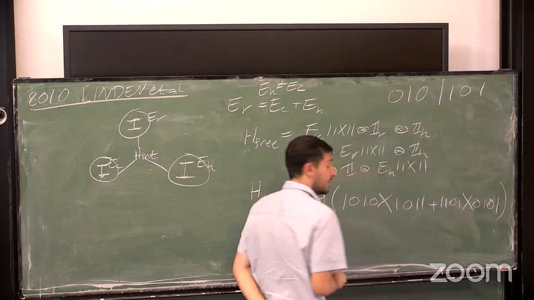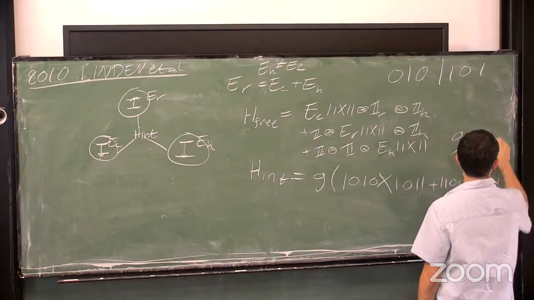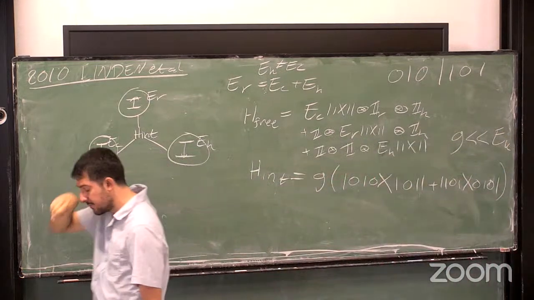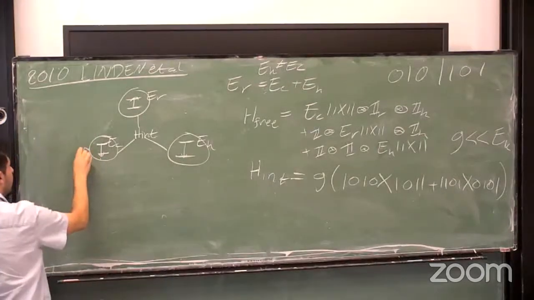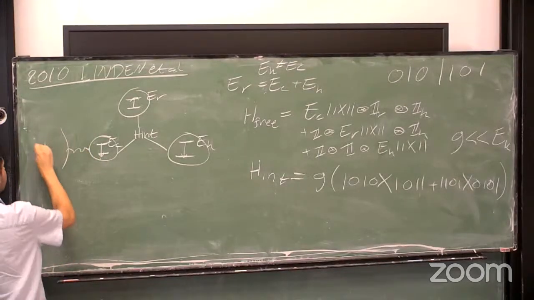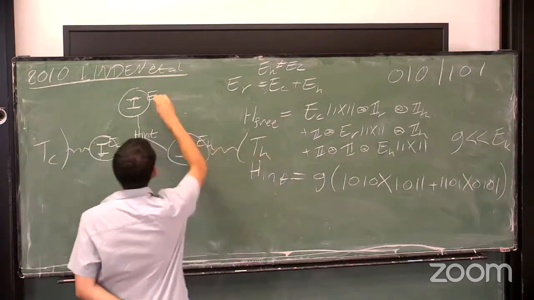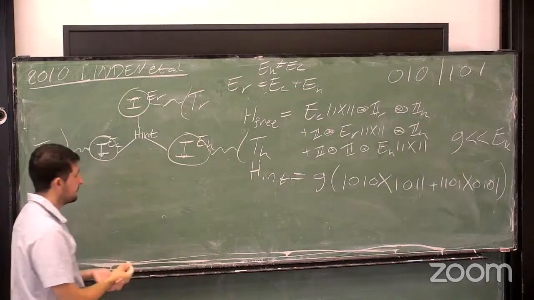Recall now, for weak coupling, we do need to insist that G is a lot smaller than all of these energies, whichever one we pick. Furthermore, we need our three baths. So the cold system connected to a cold bath, the hot one to a hot bath, and the room temperature one to the room temperature bath. So this is our fridge.